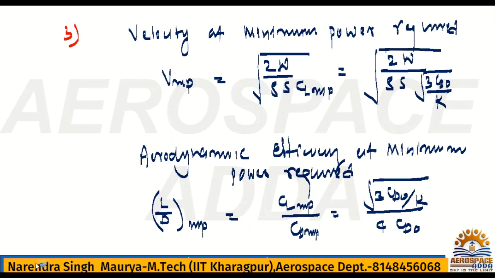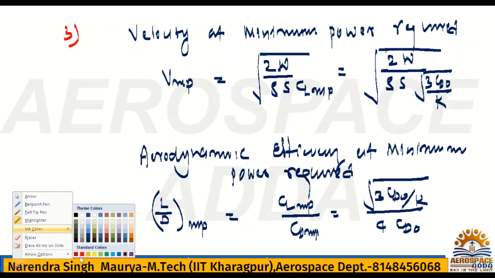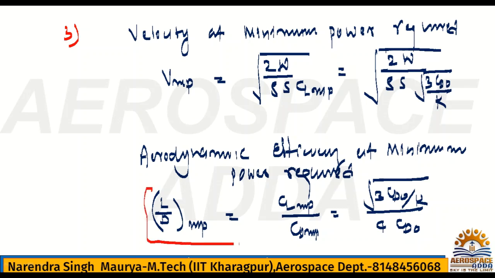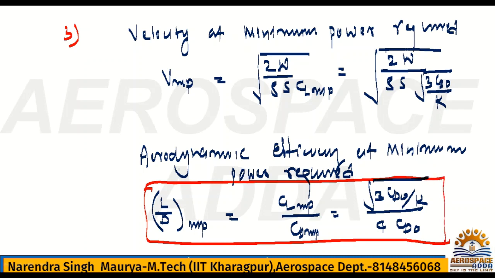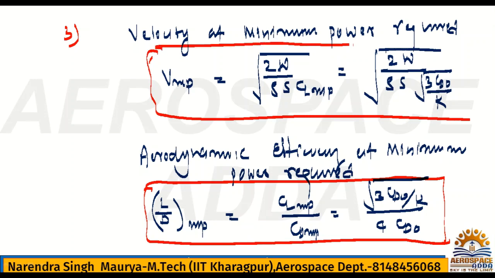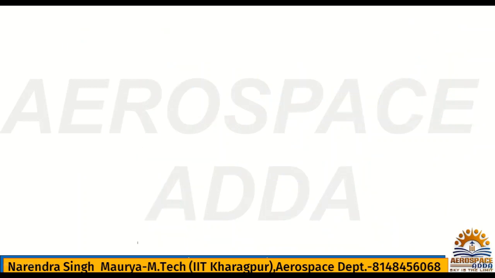So we got here done. This is related to power required. Next session, we'll see the further analysis of it. Okay, thank you all. So here we have seen that minimum power required condition. Okay, so what is the final conclusion for the minimum power required?